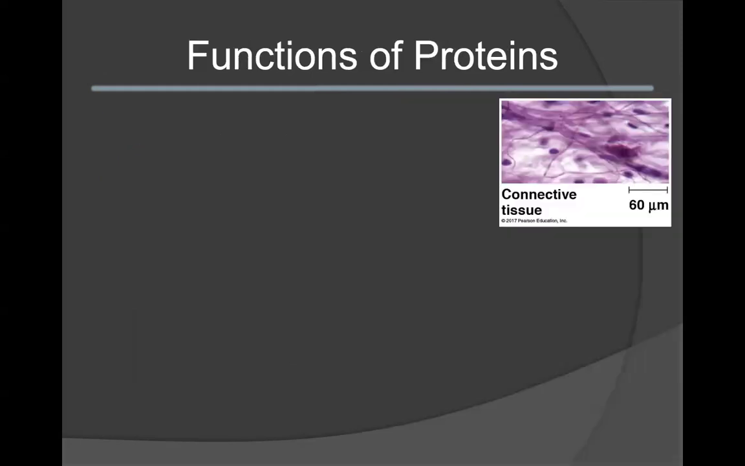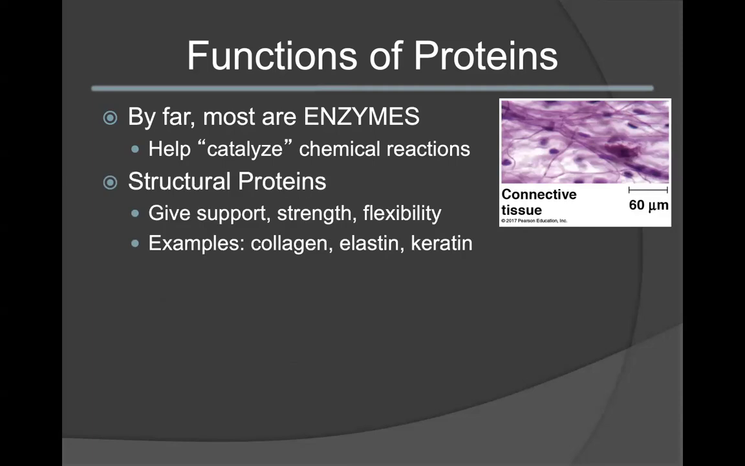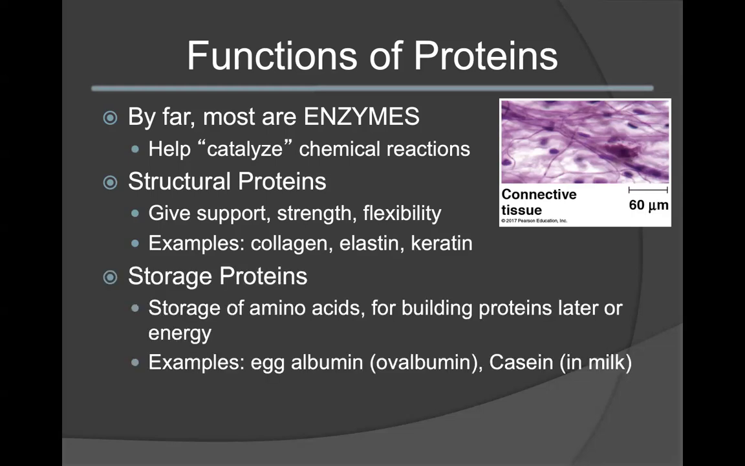Proteins can have many different functions in the cell. By far, most of these proteins in the cell are going to be enzymes. Enzymes are very important in catalyzing many chemical reactions in the cell. Proteins can also be structural and provide support for the cell. Examples of this are collagen, elastin, keratin. They can also give a lot of flexibility to the cell and resist a lot of tensile forces.